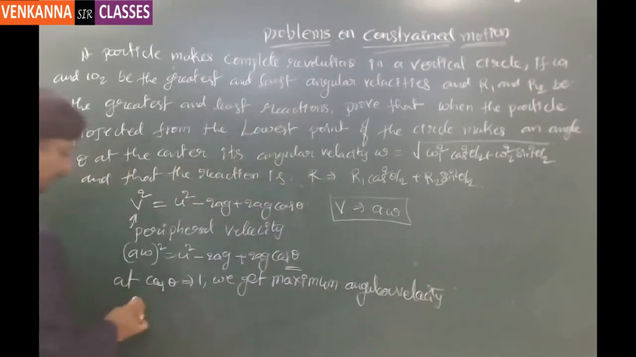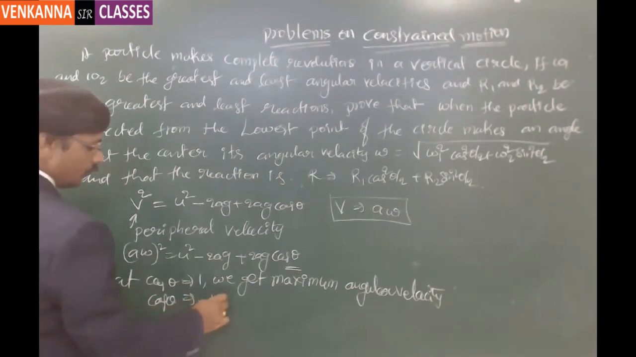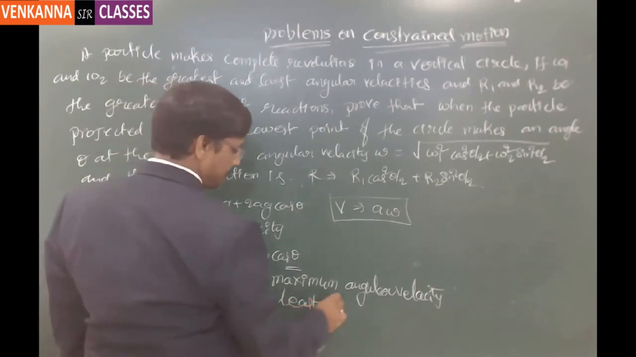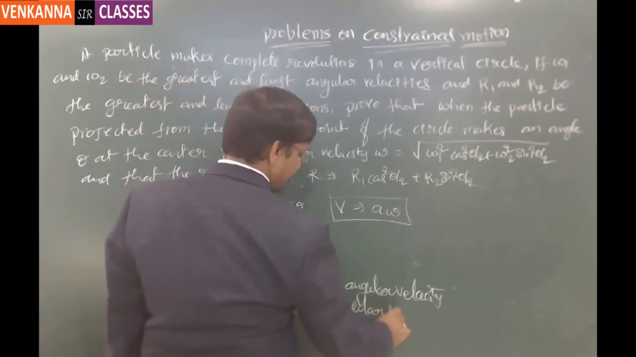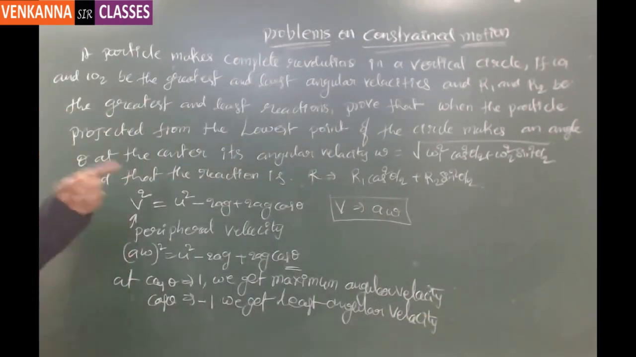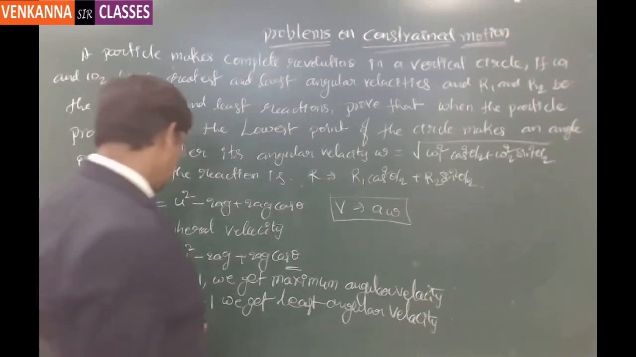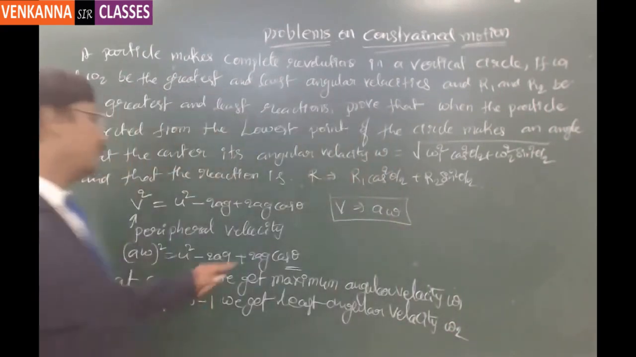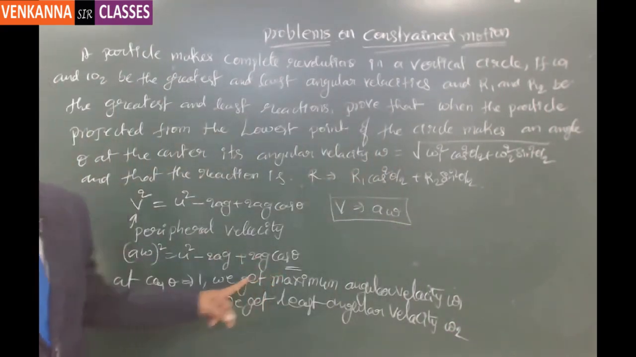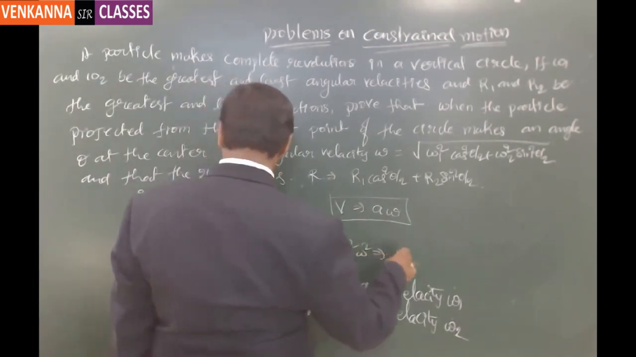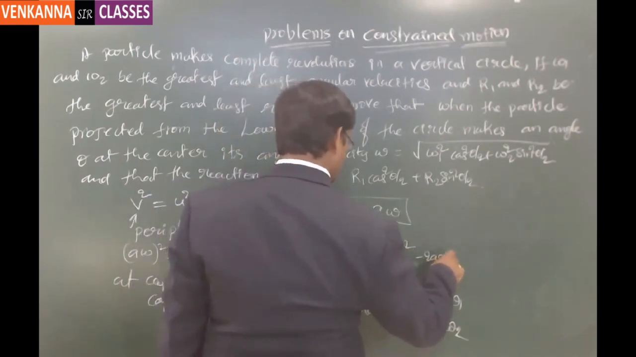And cos theta equal to minus 1, we get the least angular velocity. So, the greatest angular velocity and the least angular velocity, let omega 1 and omega 2 be the greatest and least. Omega 1 we can get if cos theta is replaced with 1. So then a square omega square is equal to u square minus 2ag plus 2ag.